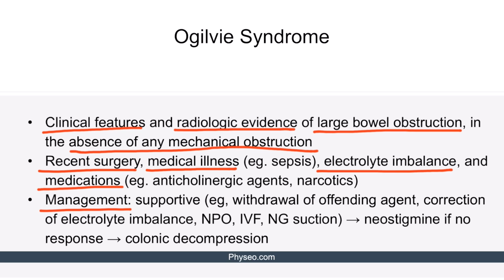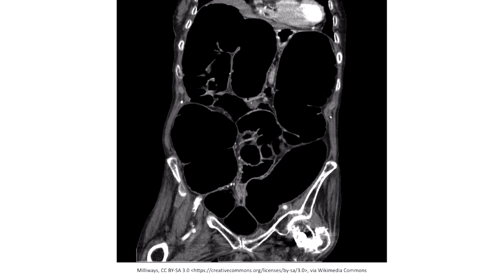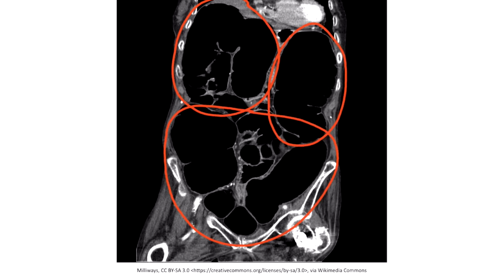Management begins with supportive measures, including withdrawal of offending agents, correction of electrolyte imbalance, nothing by mouth, intravenous fluids, and nasogastric suction. If there is no response, neostigmine is administered, and colonic decompression is performed if neostigmine fails. Let's take a look at this image of CT. It shows massively dilated intestinal loops without any mechanical obstruction, suggesting Ogilvie syndrome.